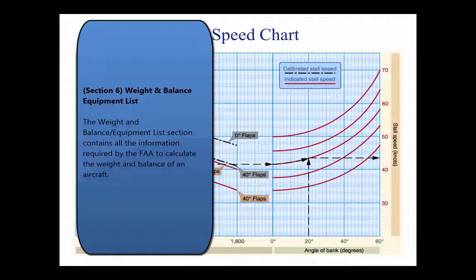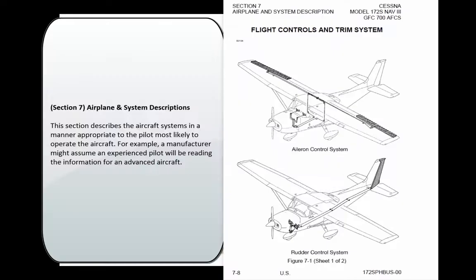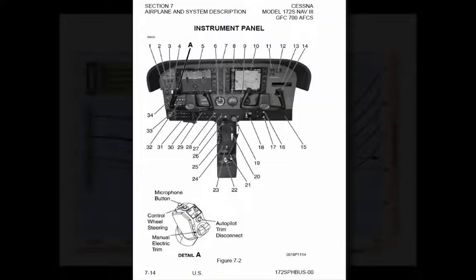Section 6. The Weight and Balance Equipment List section contains all the information required by the FAA to calculate the weight and balance of an aircraft. Section 7. This section describes the aircraft systems, in a manner appropriate to the pilot most likely to operate the aircraft. For example, a manufacturer might assume an experienced pilot will be reading the information for an advanced aircraft.